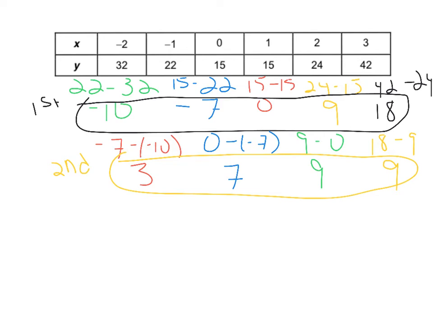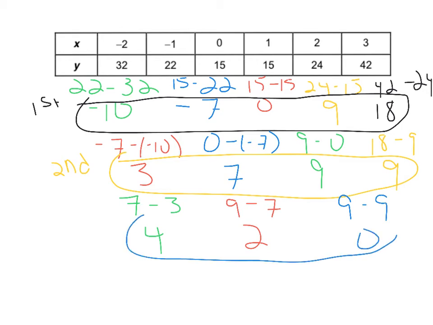I'm going to first subtract the 3 from the 7 to get a difference of 4. Then I would subtract the 7 from the 9 to get a difference of 2. And then the 9 from 9 to get a difference of 0. And these are my third differences. Now my third differences are not constant, so I need to go ahead and do this one more time.